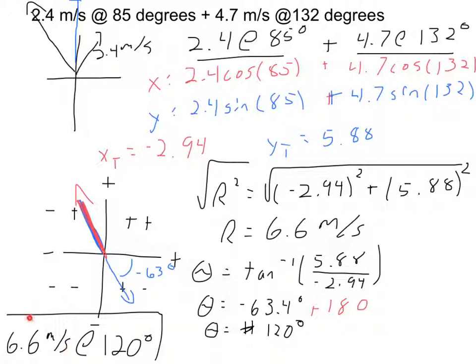It's larger than my largest vector, and it's in between these two angles over here. And it should make sense that the angle is going to be closer to the 132 degrees, because this is the larger of the two vectors. It's going to pull it a little bit more.